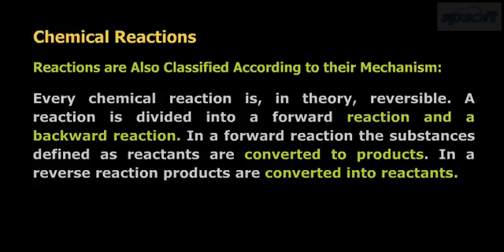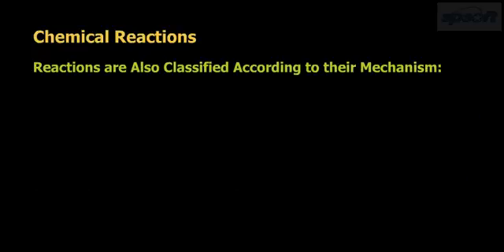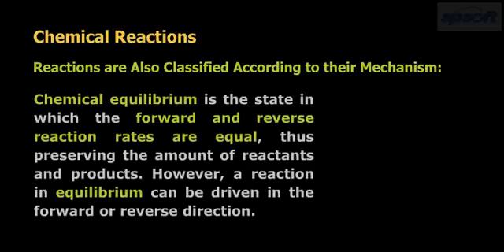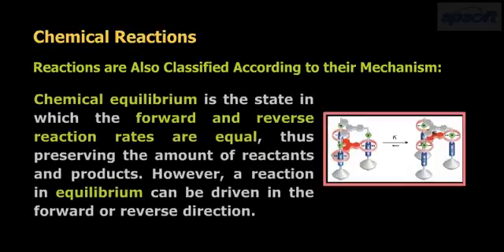Chemical equilibrium is the state in which the forward and reverse reaction rates are equal, thus preserving the amount of reactants and products. However, a reaction in equilibrium can be driven in the forward or reverse direction. This is done by changing the reaction conditions such as temperature or pressure. A principle known as Le Chatelier's principle can be used to predict whether products or reactants will be formed.